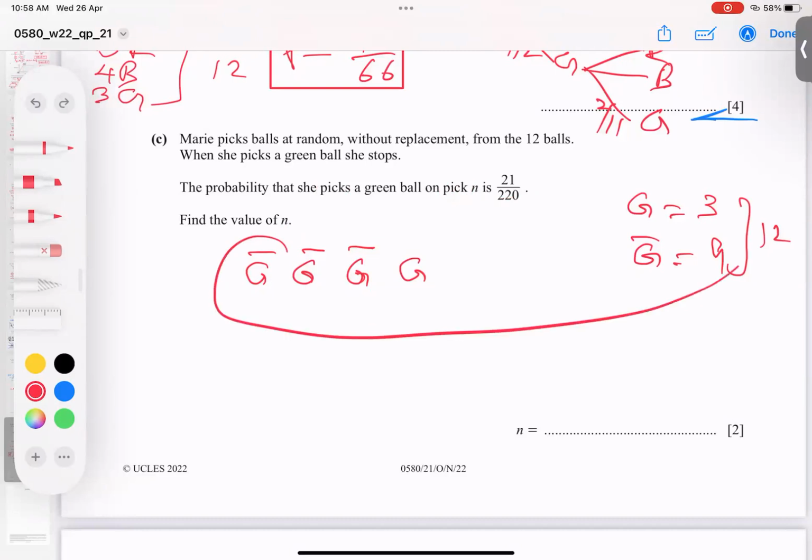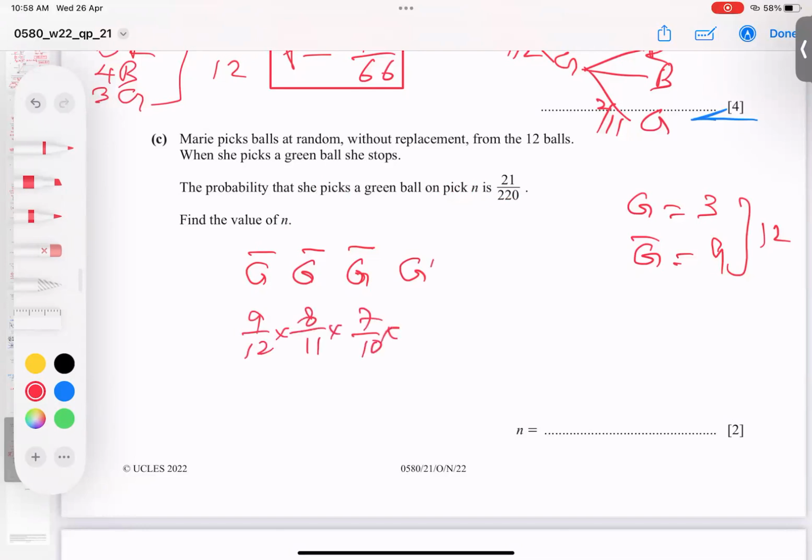So not green is what answer, students? Not green is 9 out of 12, then 8 out of 11, then 7 out of 10, and then green means 3 out of 9. But when I try this, my answer is not coming the same. It means I will check again, and I will keep on checking. Okay, so this answer is not matching with that. Then I will change the last values.